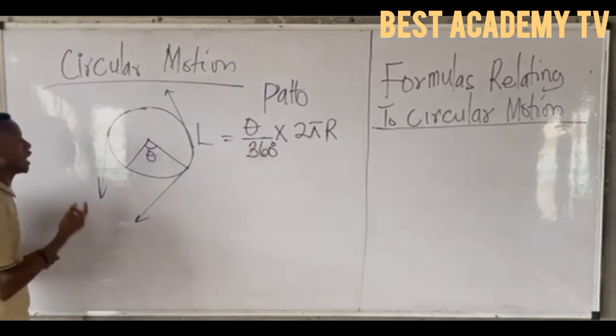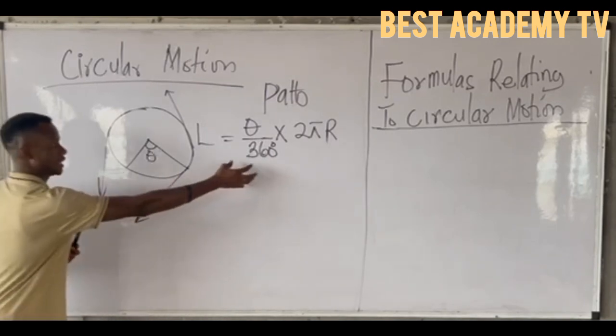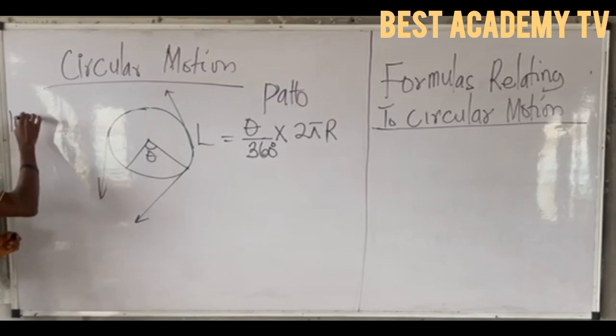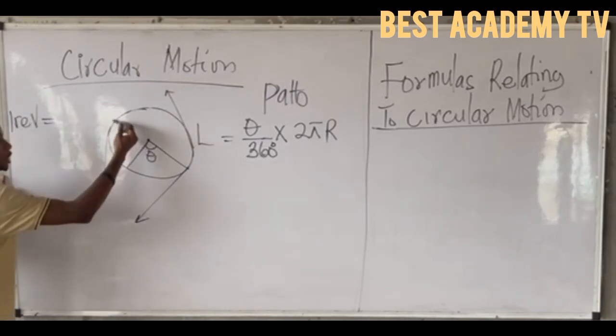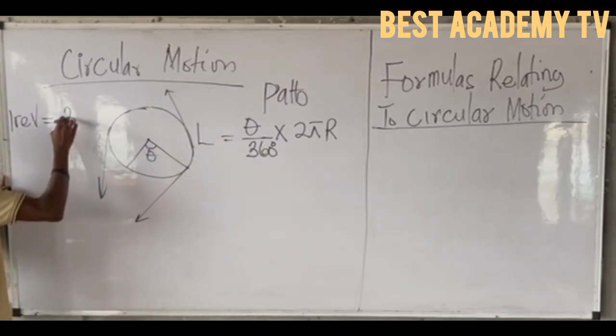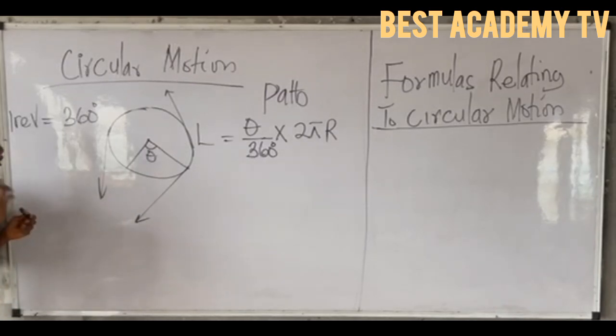But before then, we have to know the relationship between revolution and degree, and also between degree and revolution, before we convert this to radian. Please take it. One revolution means one circle. One circle in terms of angle. The angle in a circle is 360 degrees. Now this is the relationship between revolution, that is the circle, and degrees.